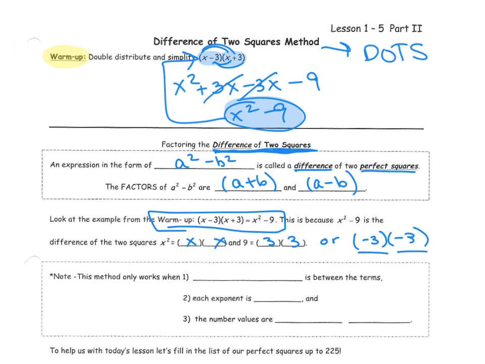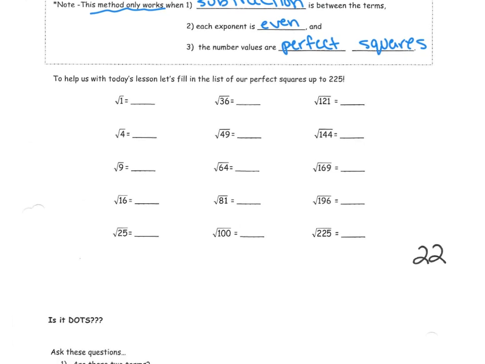Okay? So this method is only going to work when there's subtraction in the middle. So you need to have subtraction in the middle, each exponent is even, and the number values have to be perfect squares. So by this point, you guys should know your perfect squares. I mean, for the most part, you guys are juniors and seniors. You've all taken algebra, algebra 2. You should know your perfect squares. And if you don't, I'm going to review them right now.